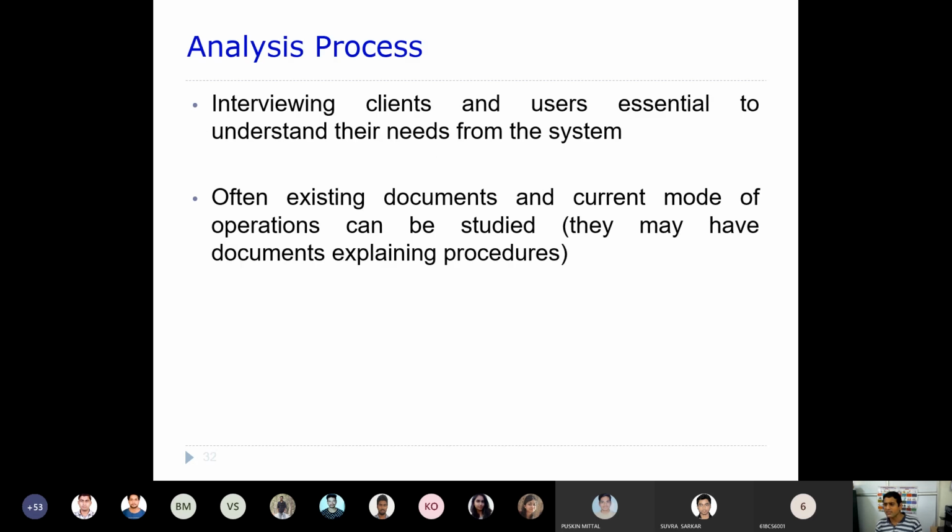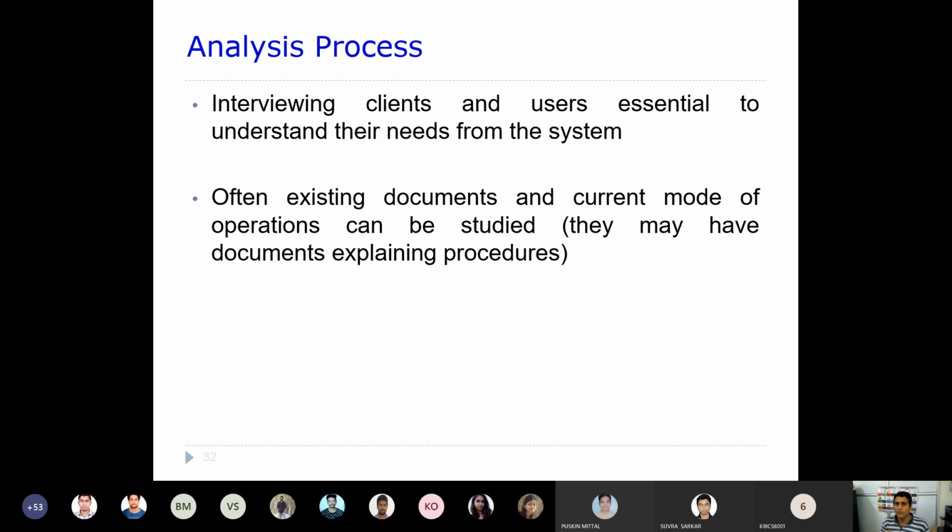So the analysis process is carried out, and usually it involves interviewing clients and users, essentially to understand their needs from the system. So analysts always go and meet with the client as well as the user, and carry out some interviews through which they try to understand the requirements or needs. Often existing documents and the current mode of operation can be studied. They may have documents explaining procedures. If there is a manual mode going on, right?